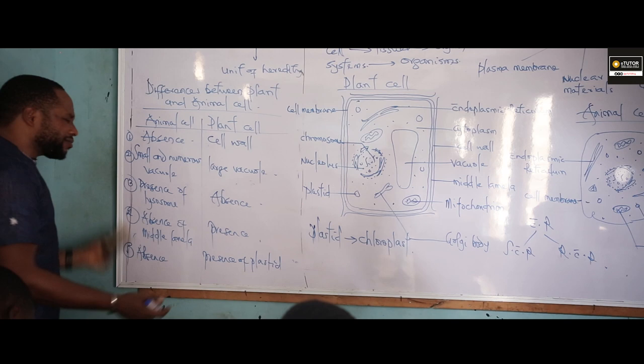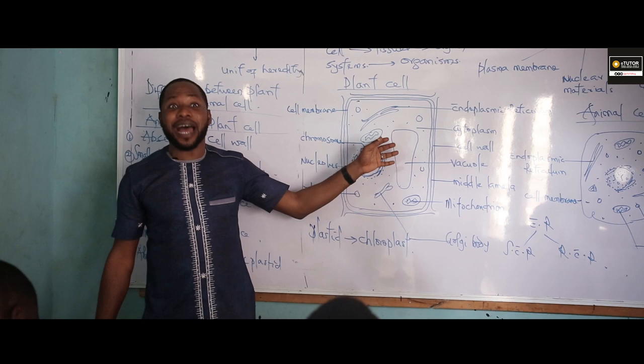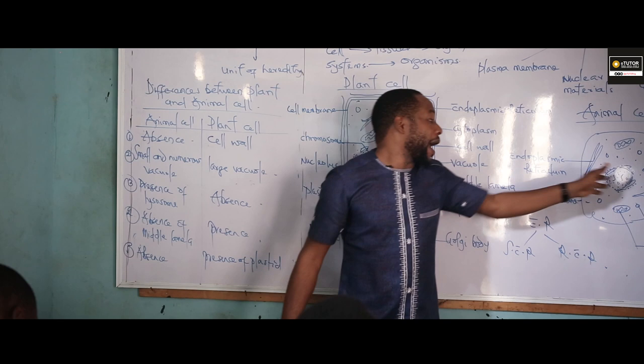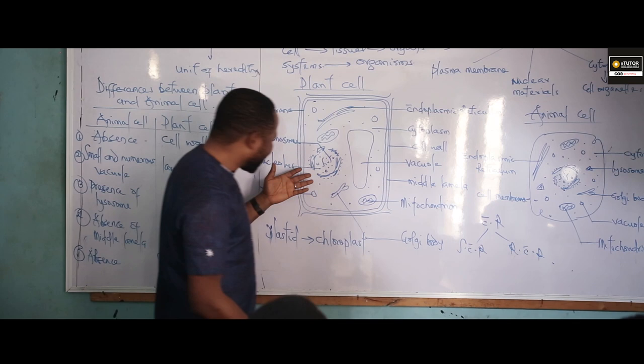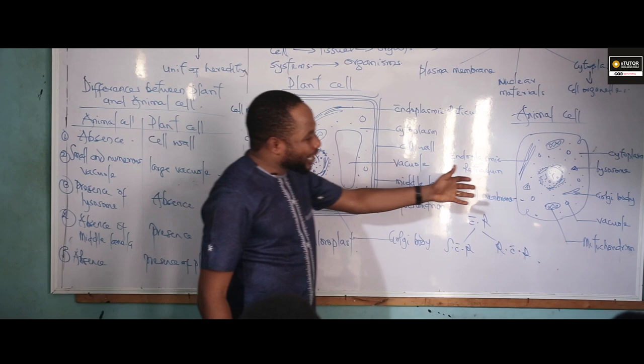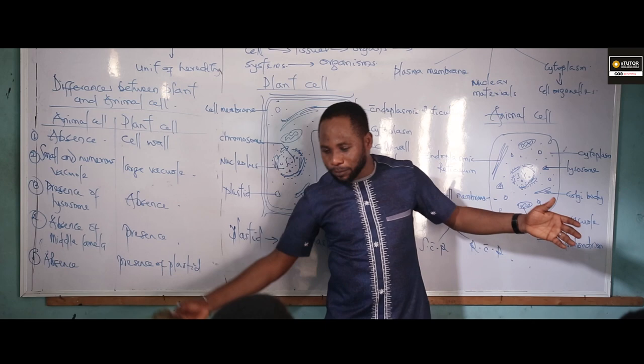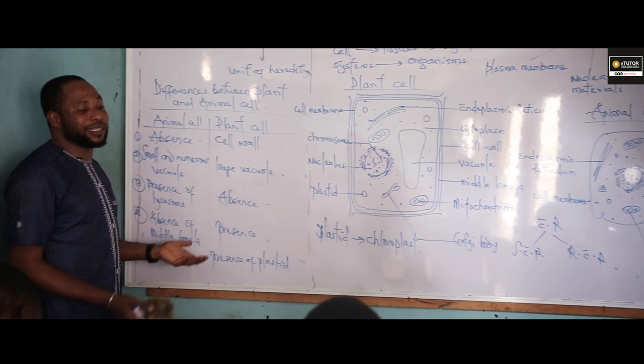Like in plant cell, starch is stored in form of what? Starch. Why in animal cell, carbohydrates are stored in form of what? Glycogen. Are you getting me now? Another difference is in plant cell, lipids are stored in form of what? Fat. Why in animal cell, lipids are stored in form of what? Oil. Do you understand that? So we have so many differences between plant and what? Animal cell. And you can use their structure also to look at the similarities. Did you understand that?